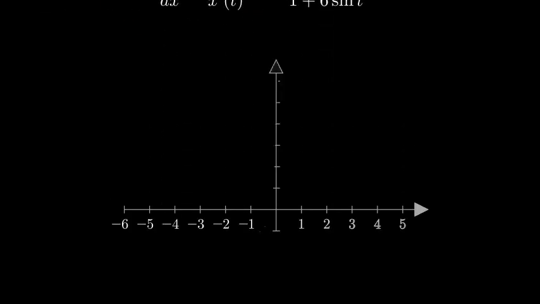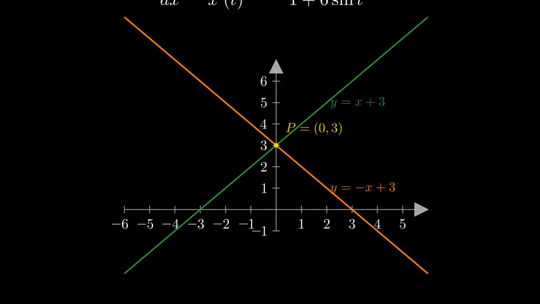A self-intersection means two different parameter values, call them t1 and t2, produce the same point in the plane. So x of t1 equals x of t2, and y of t1 equals y of t2, with t1 not equal to t2. At a crossing, the curve comes in along one direction and leaves along another, so we expect two different tangent directions at that point.